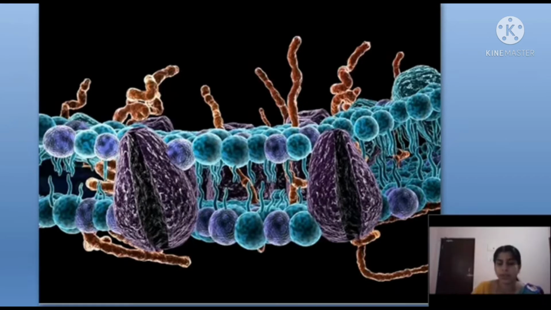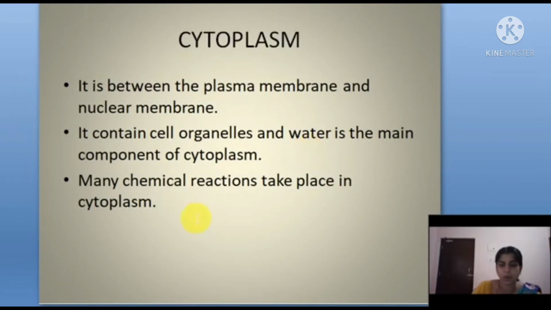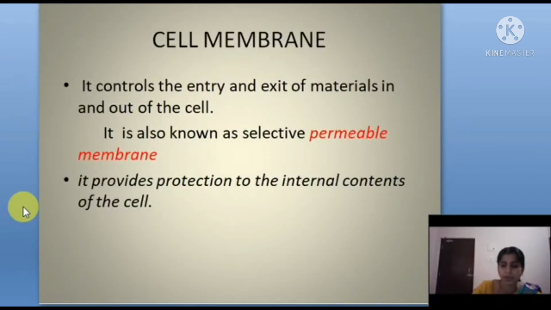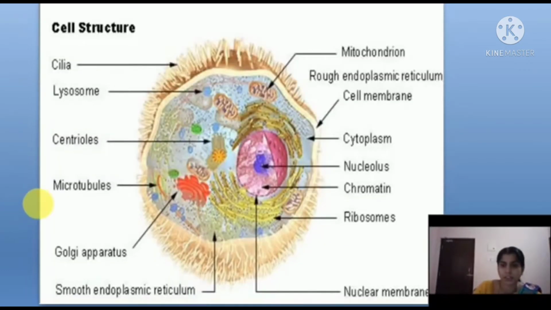So next we are discussing the cytoplasm. Cytoplasm is the region between the plasma membrane and the nuclear membrane. See, this is the plasma membrane or cell membrane, and between it and the nuclear membrane is the cytoplasm. Cytoplasm lies between the cell membrane and the nuclear membrane.